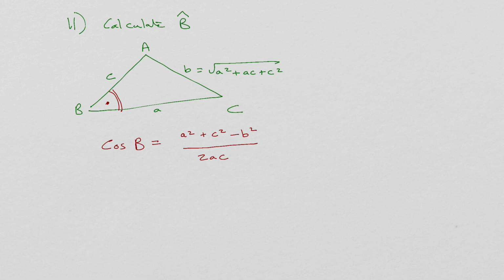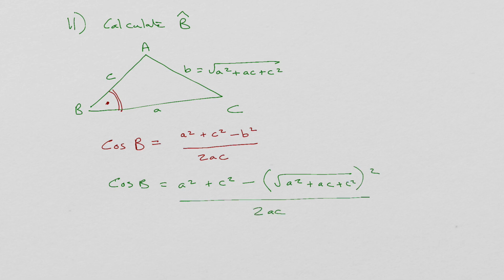So there's angle B with a dot, and I've written out my formula. Angle B is going to be a squared plus c squared minus b squared over 2ac. And we know what b is. b is that long thing over there. So if I fill this in, I've got cosine B is equal to a squared plus c squared minus, and then this is b, a squared plus ac plus c squared, squared, over 2ac.